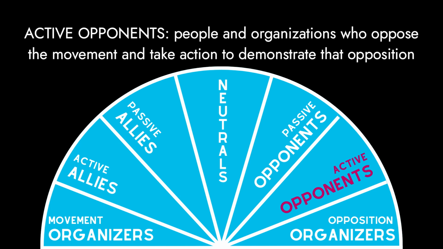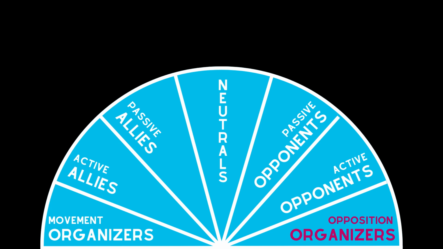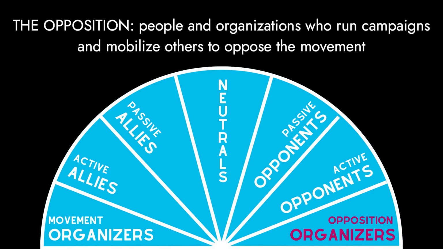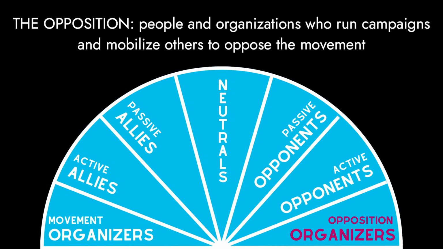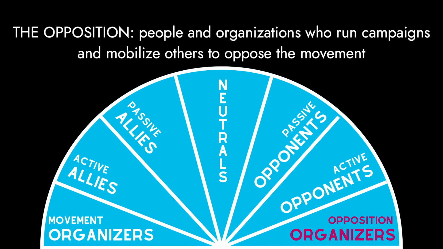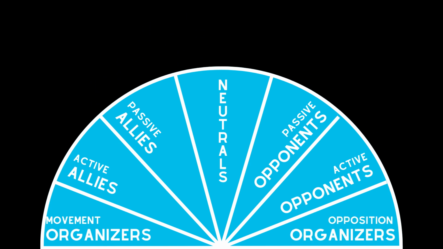And then finally, that brings us to the opposition. These are the people and organizations who are running campaigns and mobilizing other people against the movement. And the opposition is usually at the root of the reason the movement hasn't yet succeeded. For example, in the case of climate justice, massive fossil fuel companies and the politicians and right-wing think tanks who take fossil fuel money. And that's the spectrum of support.